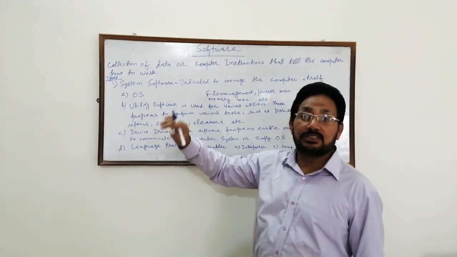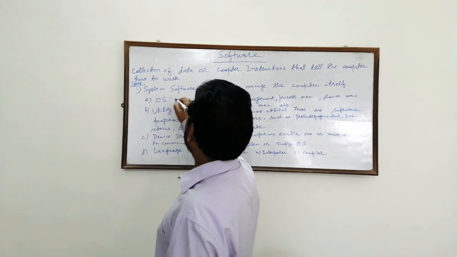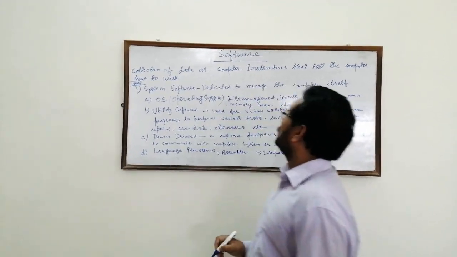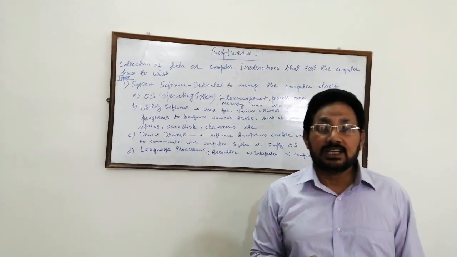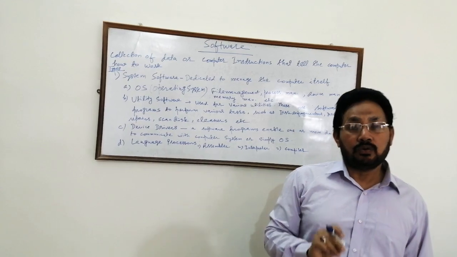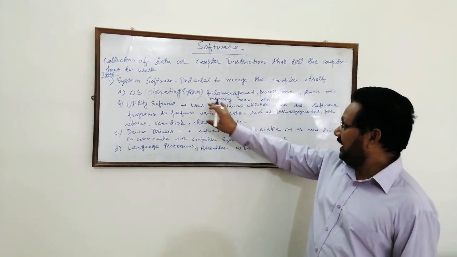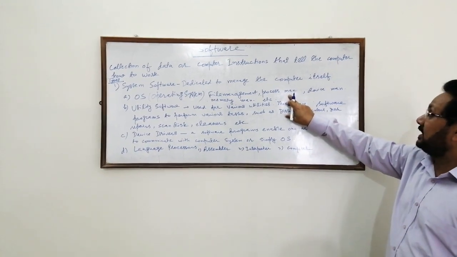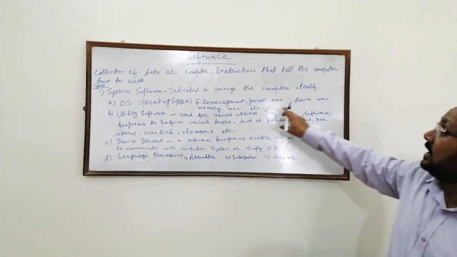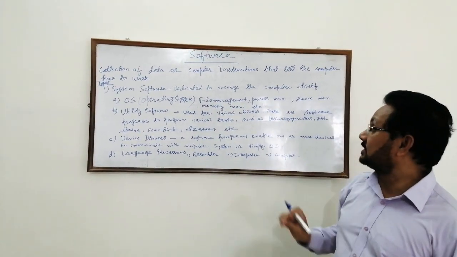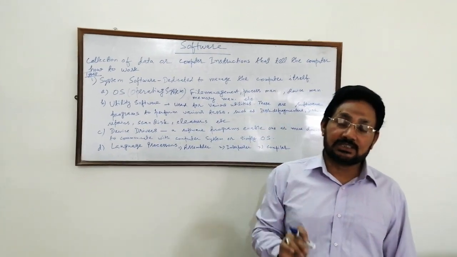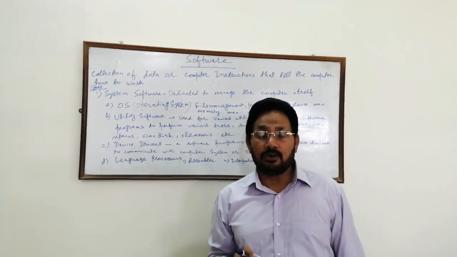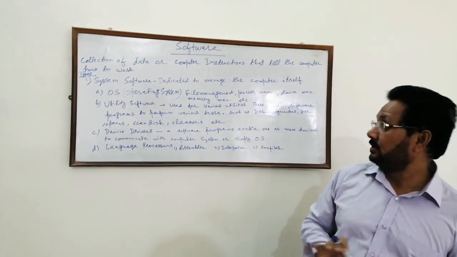If you go further, the parts of system software are, first, the OS, that is the operating system. Now, what is an operating system? It basically works as a manager for the complete computer system. It handles file management, process management, device management, memory management, etc. In short, the operating system is the overall manager or in charge of a computer system. Without an operating system, we cannot work on a computer.